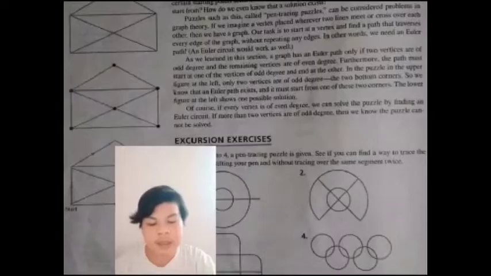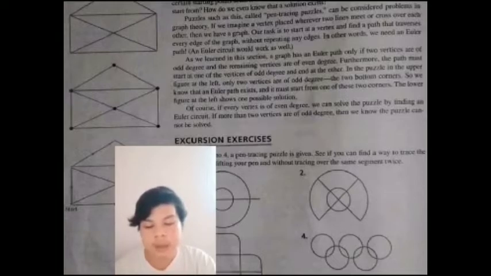We learned in this section that a graph has an Euler path only if two vertices are of odd degree and the remaining vertices are of even degree. Furthermore, the path must start at one of the vertices of odd degree and end at the other. In the puzzle, in the upper figure at the left, only two vertices are of odd degree, the two bottom corners. The lower figure at the left shows one possible solution.